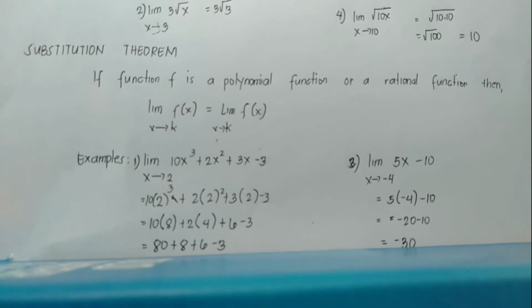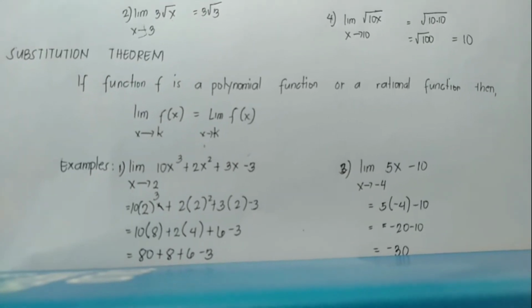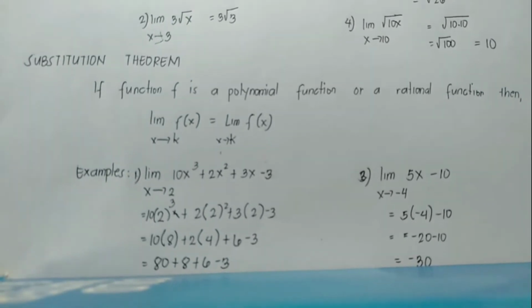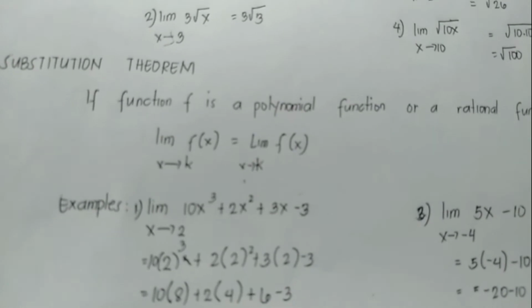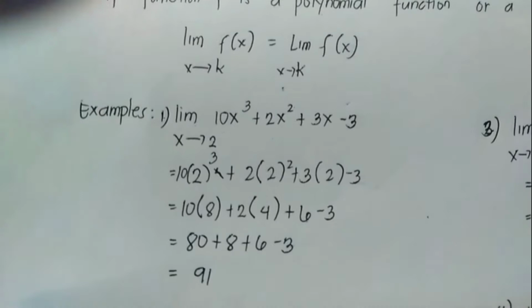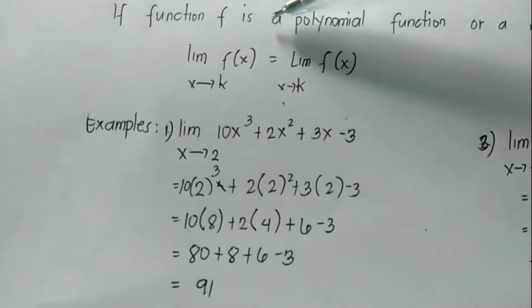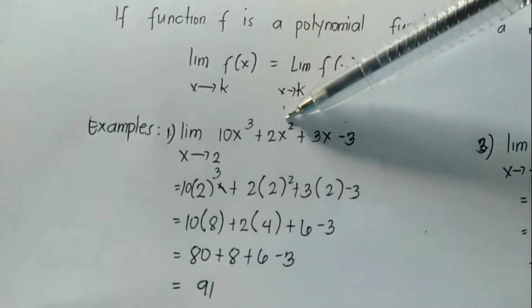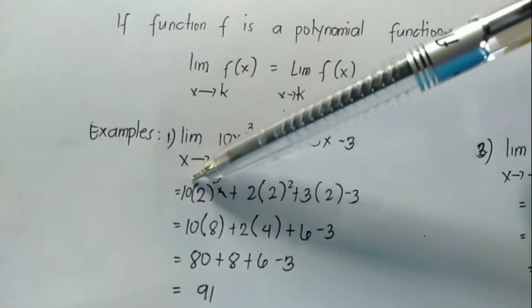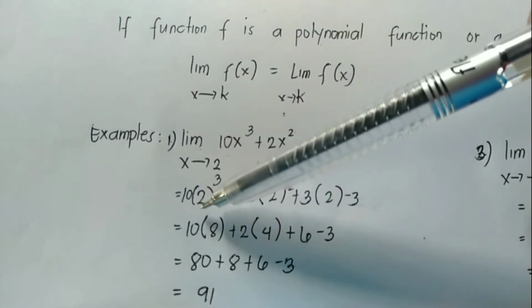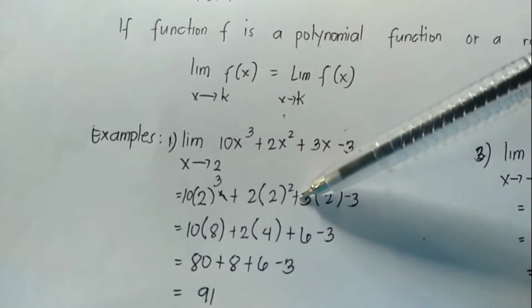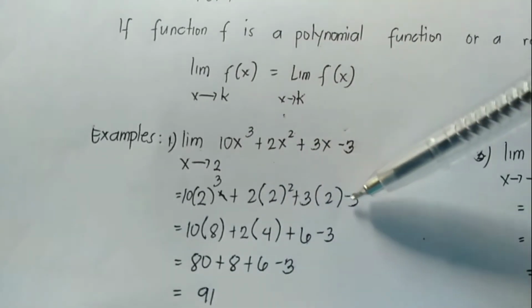In the substitution theorem, if a function f is a polynomial function or a rational function, then limit of f of x with x approaches k is equal to f of k. So for example, limit of 10x cubed plus 2x squared plus 3x minus 3 with x approaches 2. Substitute the value of x. So our x is 2. So 10 times 2 cubed plus 2 times 2 squared plus 3 times 2 minus 3.